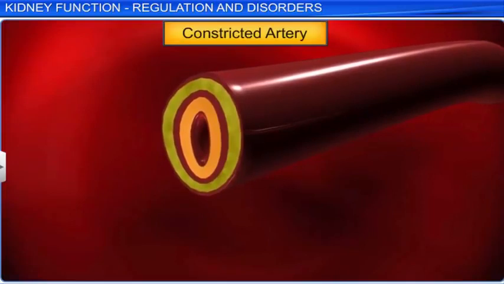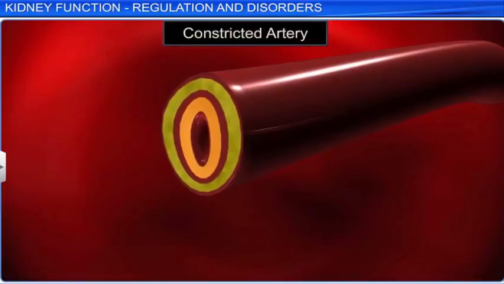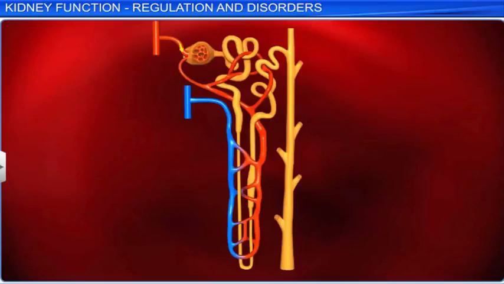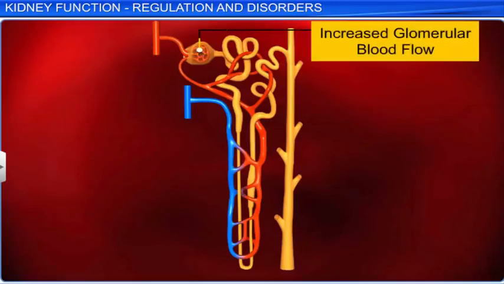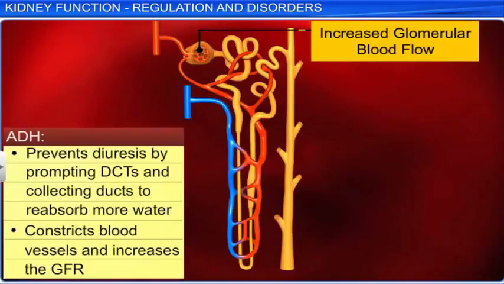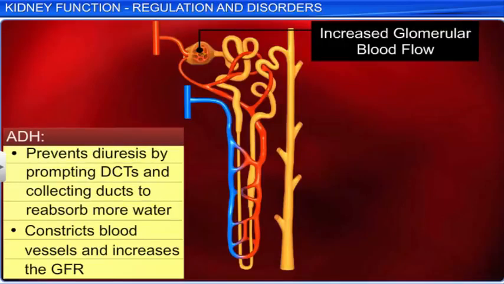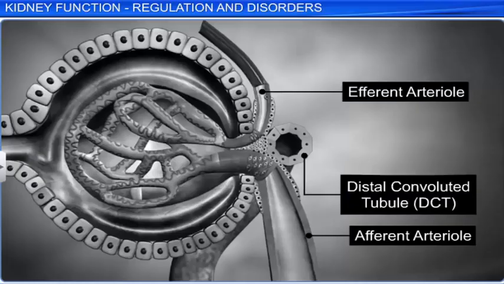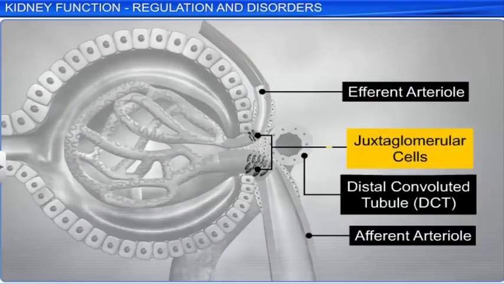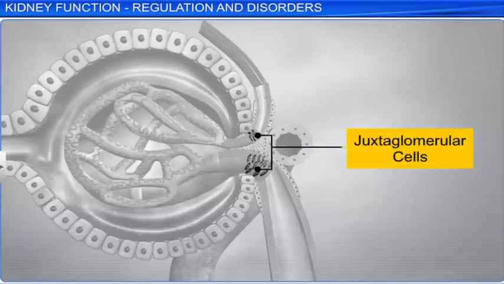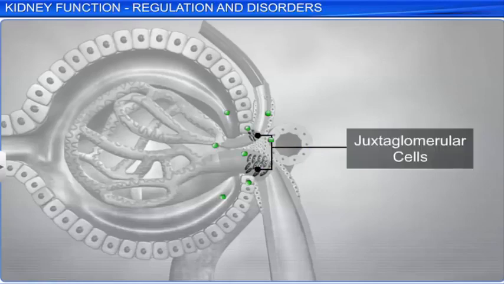ADH also has the ability to constrict the blood vessels. This increases blood pressure, thereby increasing the glomerular blood flow in the kidney and consequently the glomerular filtration rate, or GFR. Like the hypothalamus, the JGA also plays a vital role in regulating kidney functions. The juxtaglomerular cells detect a fall in the glomerular blood pressure or GFR and release a peptide hormone called renin.